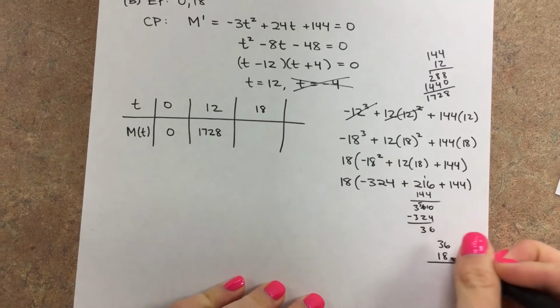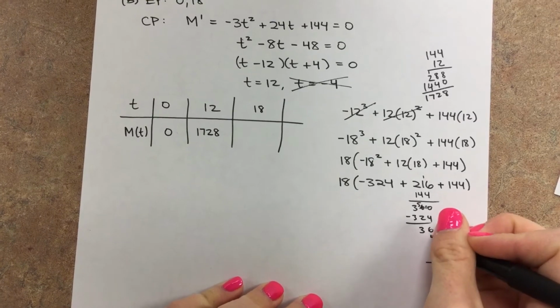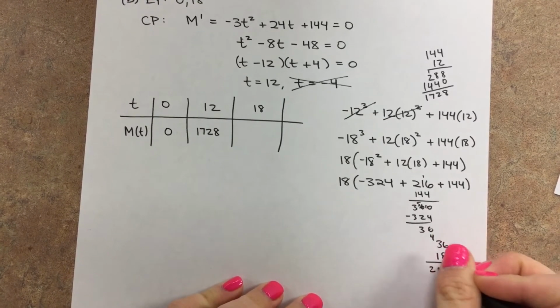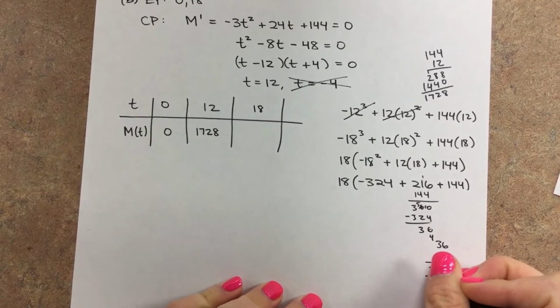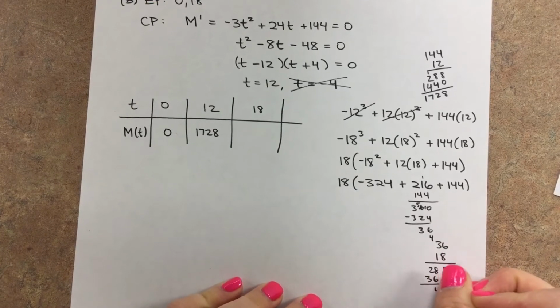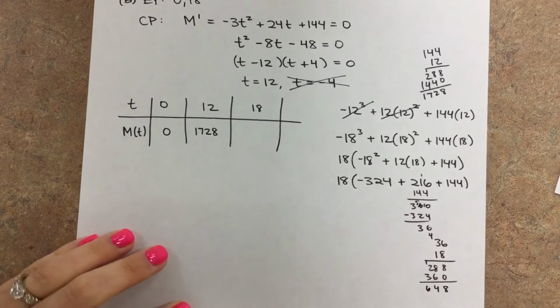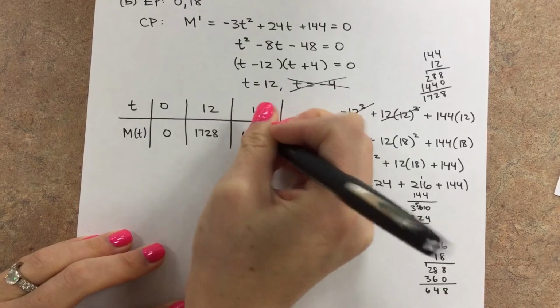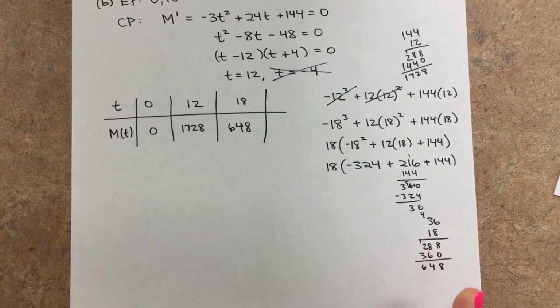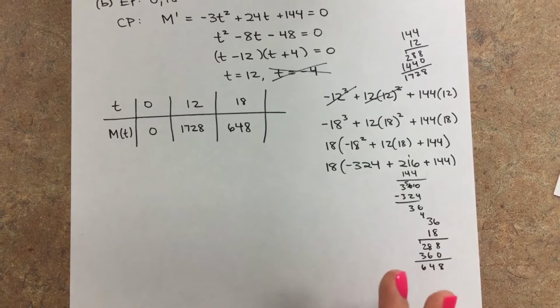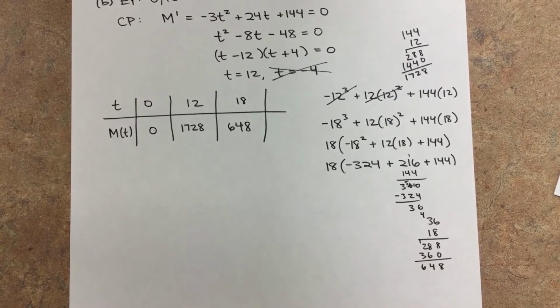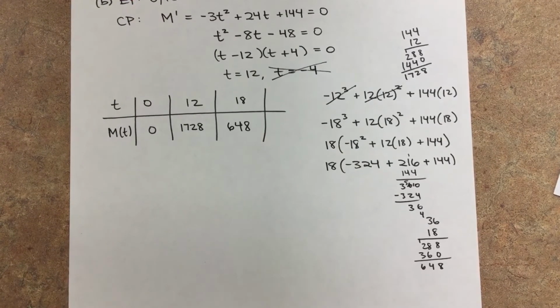All right, so 6 times 8 is 48. Okay, there we go, 648. All right, so that seemed like a bizarre thing for them to do to us on the non-calculator section, but either way, we did our candidates test. Now you know how that works.